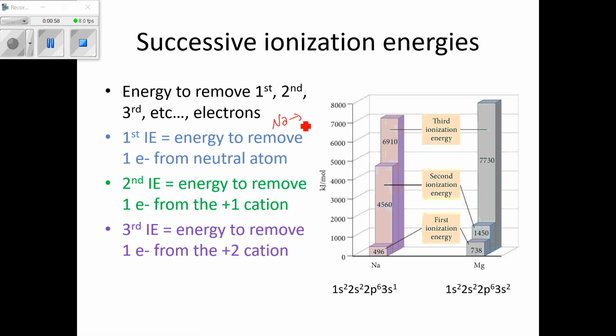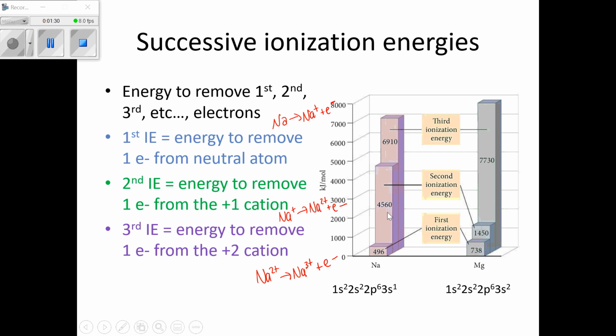So for example, the first ionization energy would look like this. Neutral sodium would be turning into the sodium +1 ion. The second ionization energy would be the sodium +1 ion losing a second electron. And then the third would be a sodium +2 ion losing a third electron. This might look weird to you because you might say, what? Sodium doesn't form a +2 or +3 ion. And we're actually going to see why that is if we look at the energies it takes to remove these various electrons.